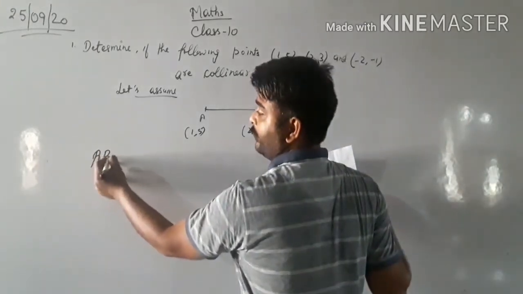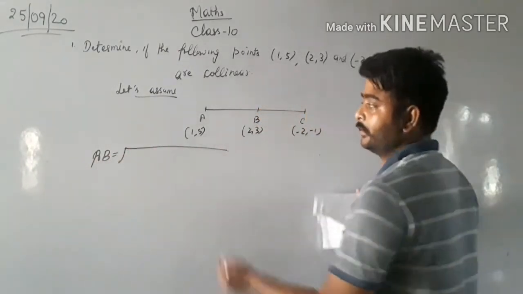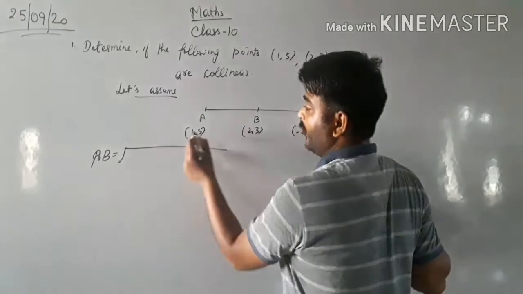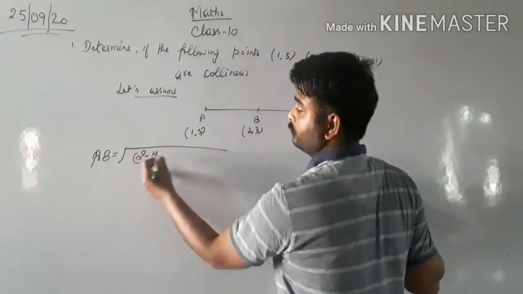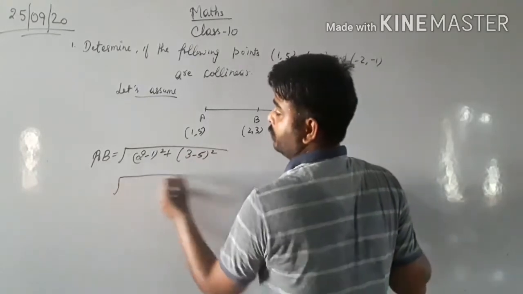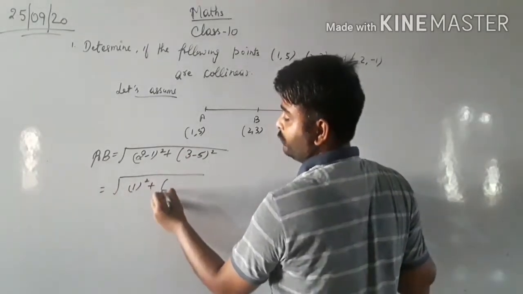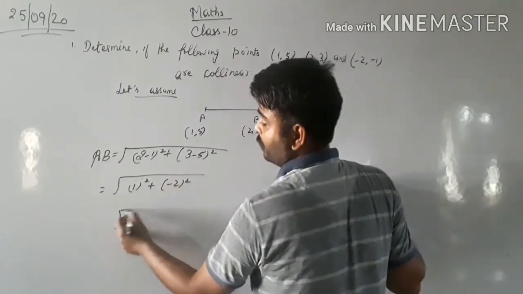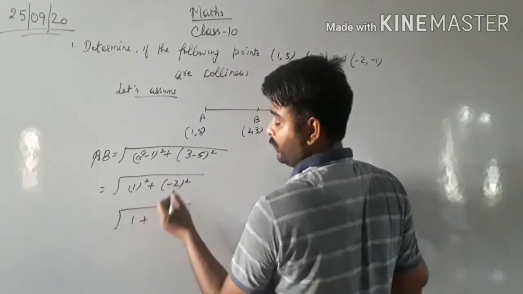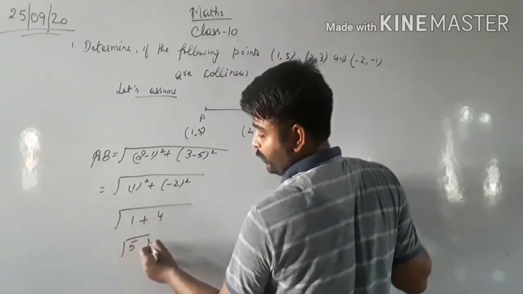For the distance AB, I won't write the formula again and again, okay. So, (2 minus 1) whole square plus (3 minus 5) whole square. So, 2 minus 1 is 1 whole square plus 3 minus 5 is -2 whole square. Square of 1 is 1 plus square of -2 is 4. What are we getting? Root of 5 unit.